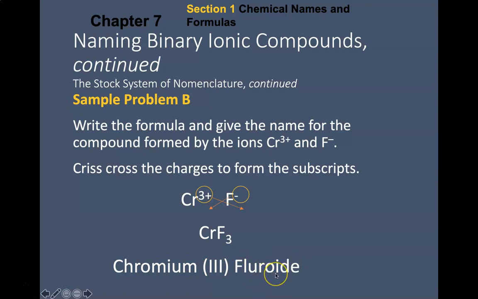And when we write it, hopefully we don't misspell fluoride. We're going to make sure that we insert the charge, the magnitude of the charge, which is the 3 plus, after the metal itself, and then we're going to drop the ending on the anion and add -ide.